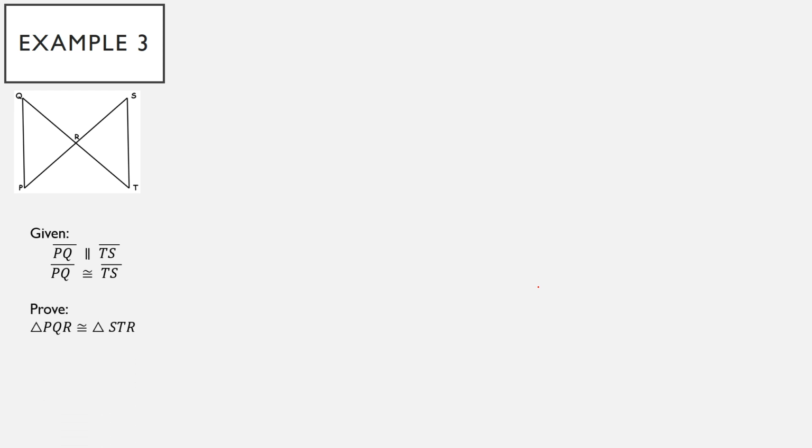So we have to prove the triangle PQR is congruent to STR. So let's see what we can know just by knowing that these are parallel and that these are congruent. Based on this being congruent, I'm going to start with this one. I know that PQ right here is congruent to TS. And now I have this parallel right here.